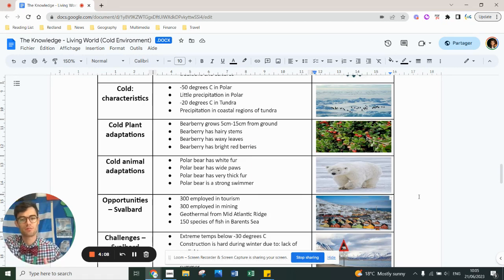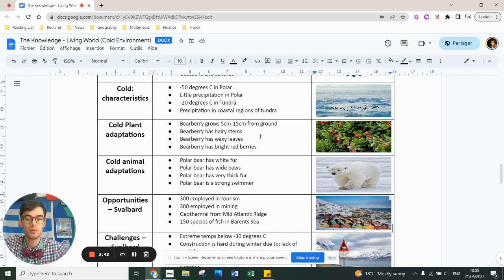One of the examples of plants that has adapted to that environment is the bearberry. You've got a picture of it on the right-hand side. It grows 5 centimeters to 15 centimeters from the ground. It's tiny. It's about 1 millimeter of growth a year, pretty much. Bearberry has hairy stems. It's got waxy leaves. It's got bright red berries to attract pollinators. But it's small, waxy, and hairy to avoid being eaten by animals. It's trying to keep itself safe, in essence.